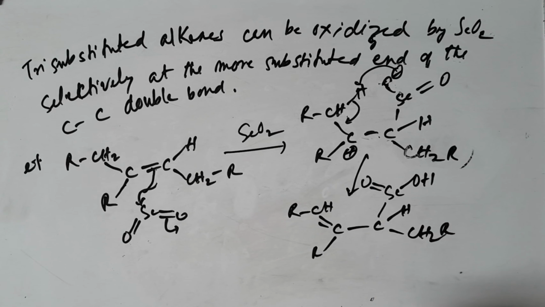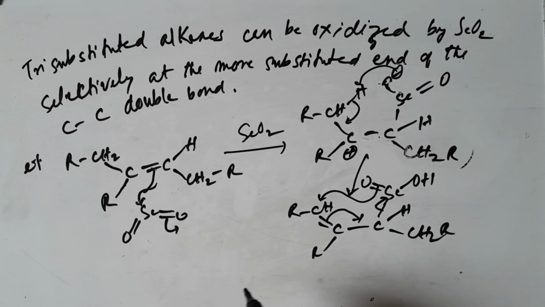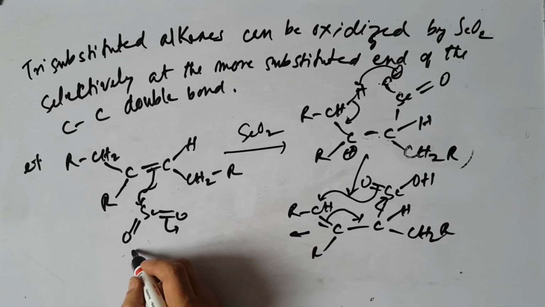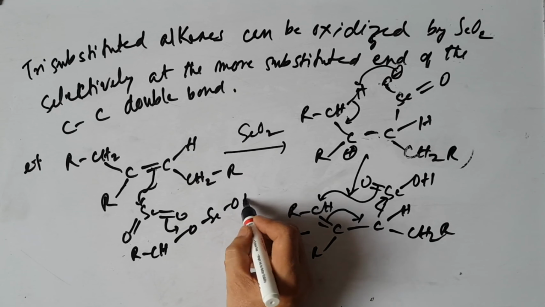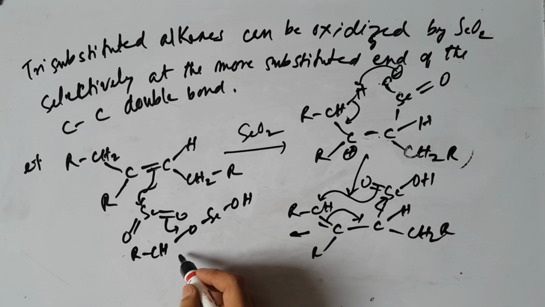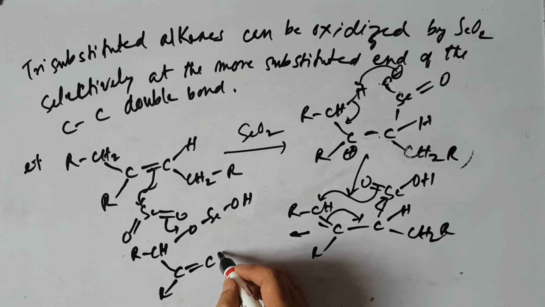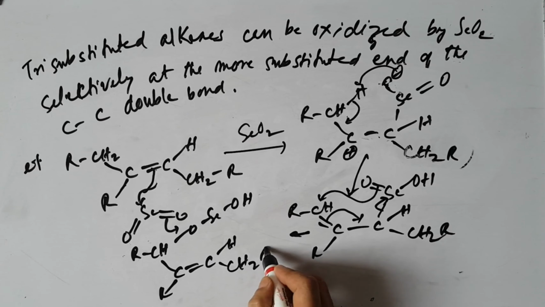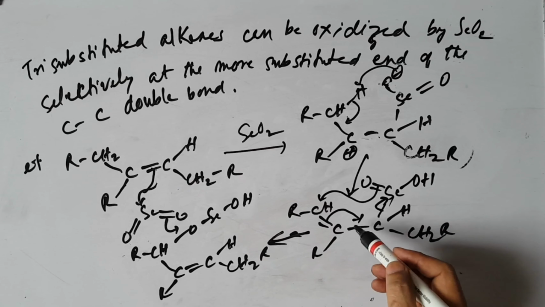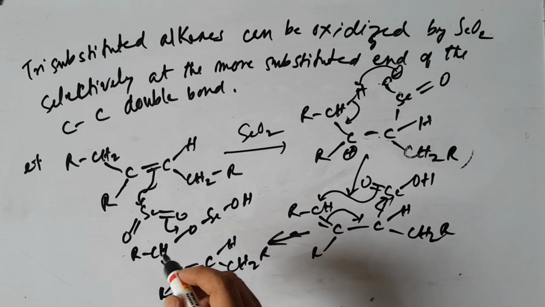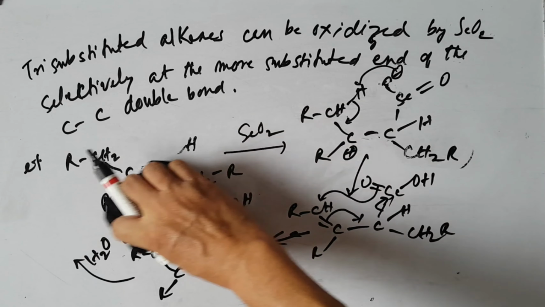Then rearrangement takes place, a sigmatropic rearrangement. The attack happens here, so we get R, CH, O, Se, with the carbon linking to this one. Then we have C double bond, R here, and CH, CH2R. The bond was broken and it becomes a double bond here. Then hydrolysis gives the final product.